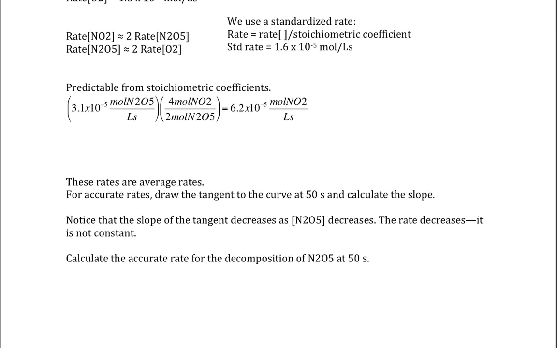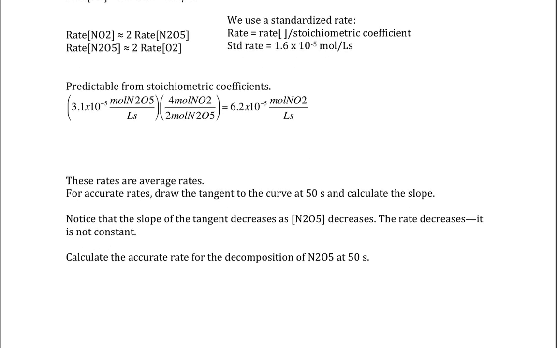These are average rates. Notice we went between 0 and 100 seconds, and we were saying, well, that's about the rate at 50 seconds. It turns out it's a little different if we determine the rate at exactly 50 seconds. For the accurate rate at exactly 50 seconds, what we have to do is draw a line, a tangent to the curve at 50 seconds and calculate the slope of that line.